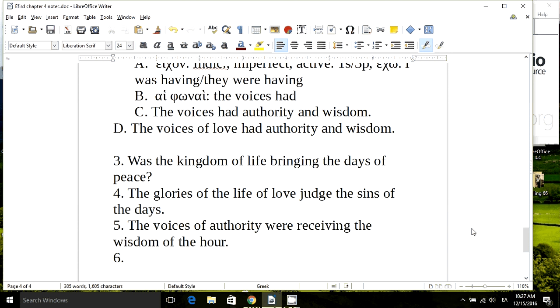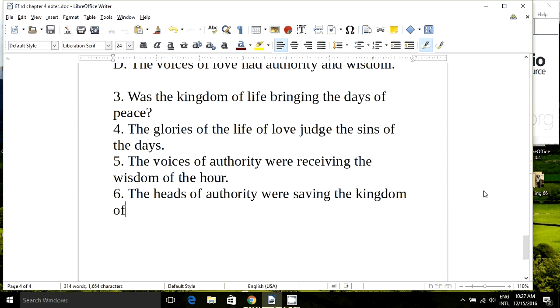Okay, now I'm going to go back and fit the rest of my words in. Hai kephalai exousias. There's exousias again, genitive. So I've got that. I'm going to change back to English. The heads of authority, exousias, were saving the kingdom. Tes sophias, genitive, so I translate with of wisdom. We wouldn't say of the wisdom in English, we just drop that the. Okay, now I've got my kai, my and.